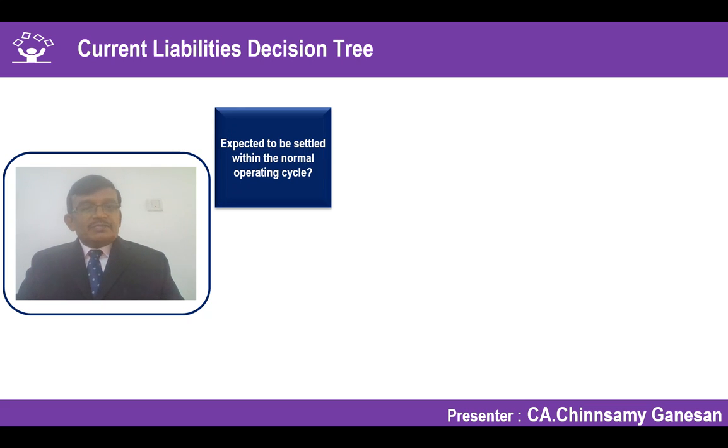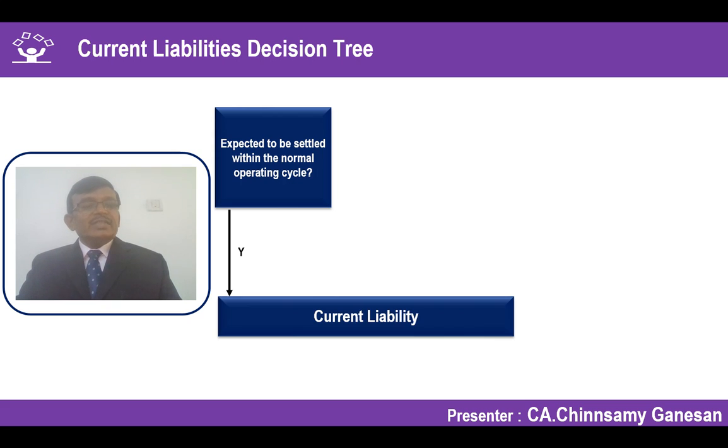So the first question is whether this particular liability is expected to be settled within the normal operating cycle. A liability cannot be sold, a liability cannot be consumed. That's the reason why it uses only expected to be settled within the normal operating cycle, compared to the current asset decision tree. If I say yes, it is expected to be settled within the normal operating cycle, it is a current liability. Suppose I say no, it is not expected to be settled within the normal operating cycle, what am I supposed to do?